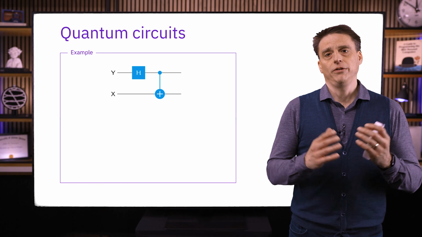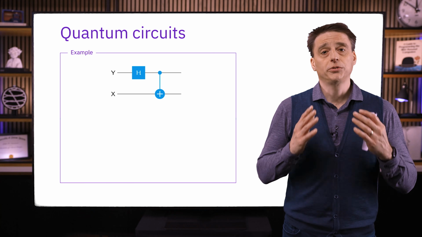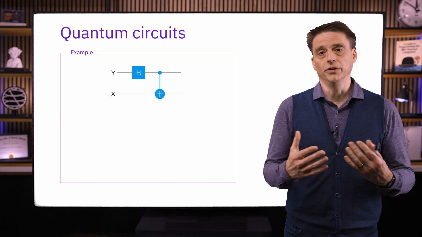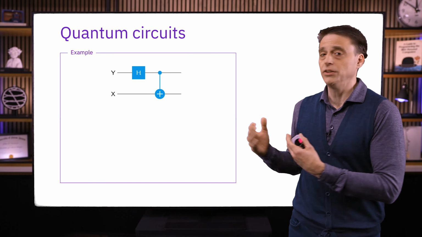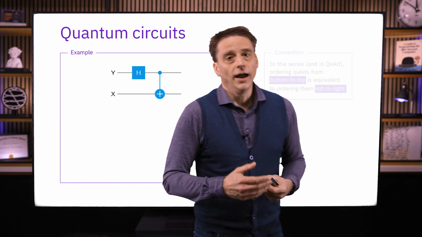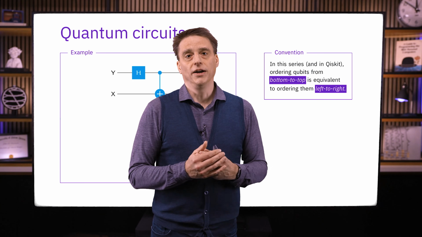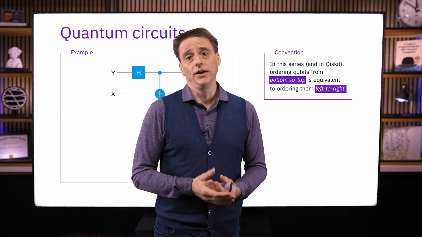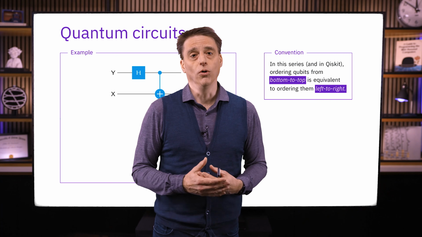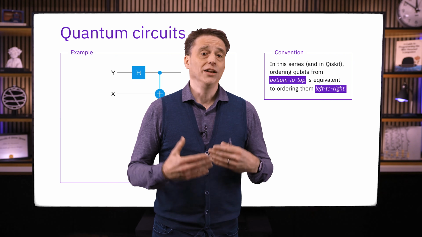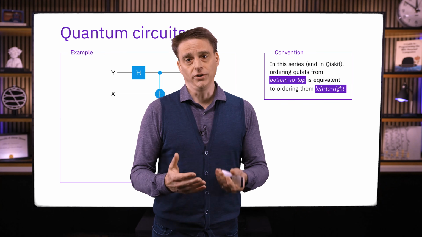Now, before we go any further, it will be helpful to explicitly state a convention that we're going to follow concerning how qubits are ordered in quantum circuit diagrams like this one. And the convention is that bottom to top ordering in a quantum circuit diagram is equivalent to left to right ordering, as in a tuple or a tensor product. That's a convention we'll follow in the series, and it's also the convention that's used in Qiskit.